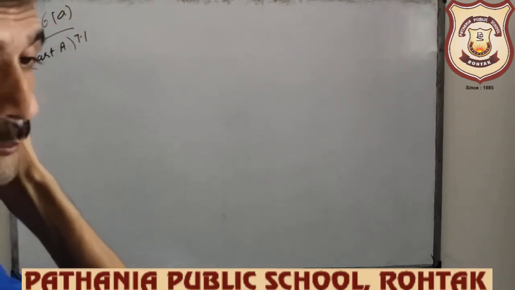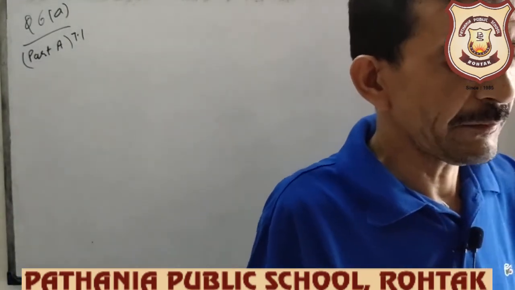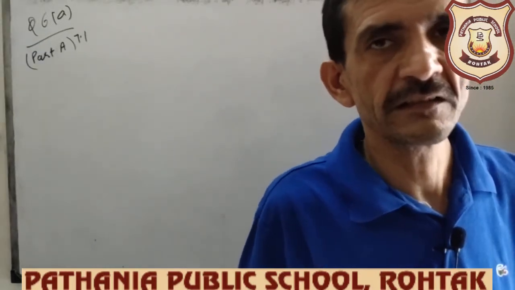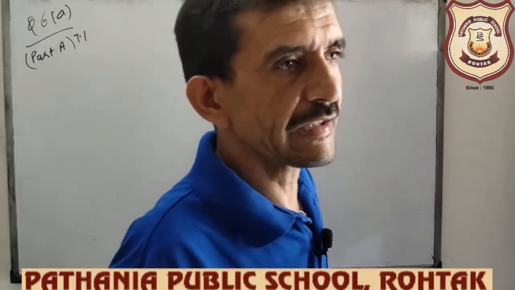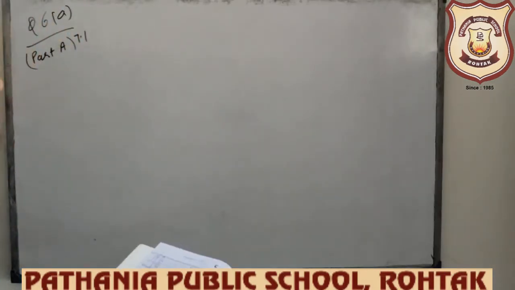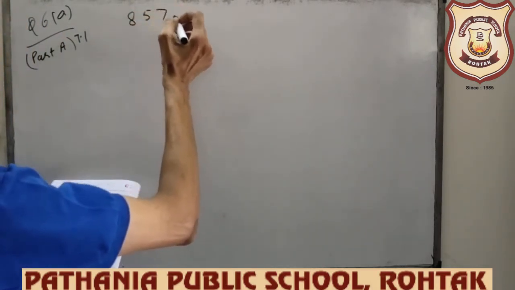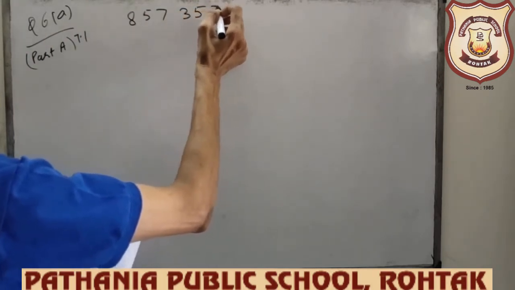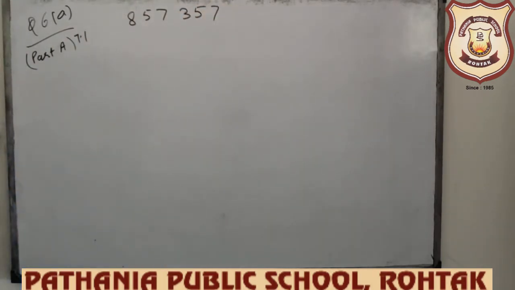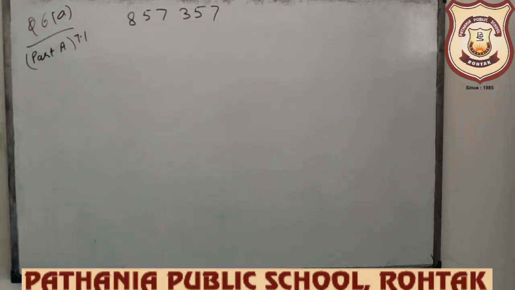What is this question? Some numbers are given and it is asked which one of these is not a perfect cube. Then there are two methods. Either you complete the prime factorization, just like 8, 5, 7, 3, 5, 7. Is it a perfect cube or not? Either you make its prime factors, and if all the prime factors occur in groups of 3, then it will be a perfect cube, otherwise not.